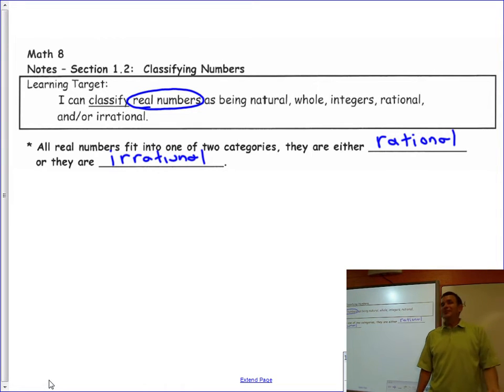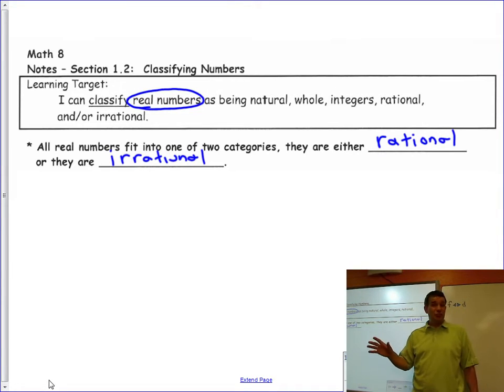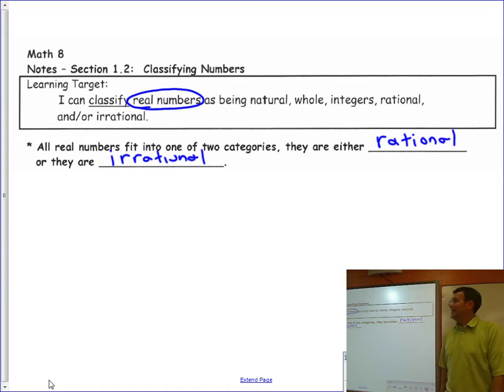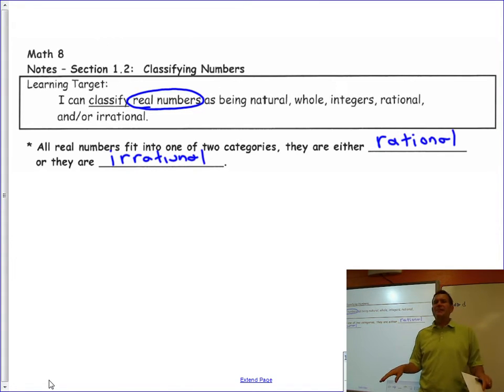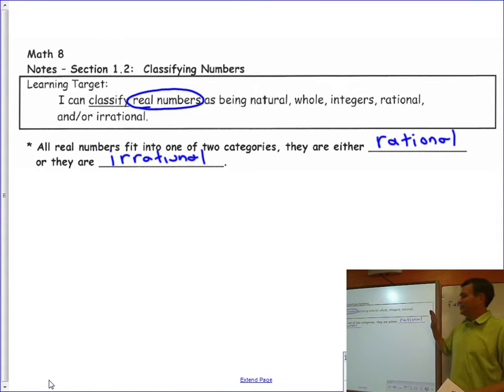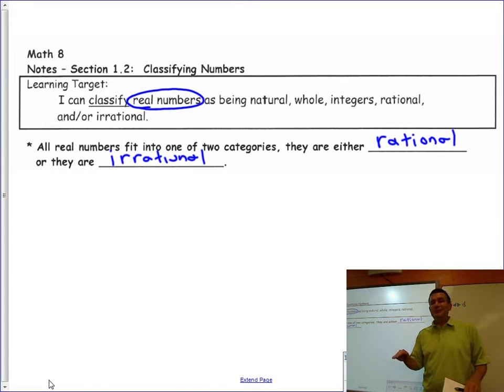Now before I go any further, let me talk about real numbers for a second. Every number we use in this class is a real number. There is a set of numbers beyond real numbers. They are called imaginary numbers. You'll learn about those in Math 2, I think, when you get to high school. In this class, we will not use any imaginary numbers. We will only talk about real numbers. And I claim that every real number is either rational or irrational.